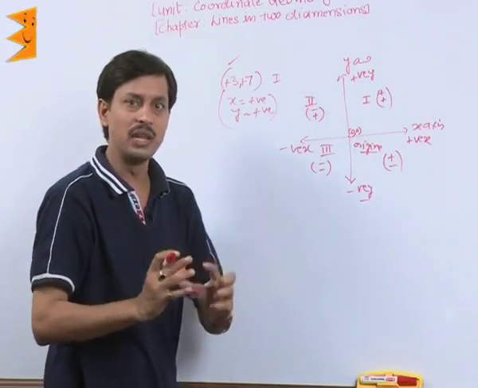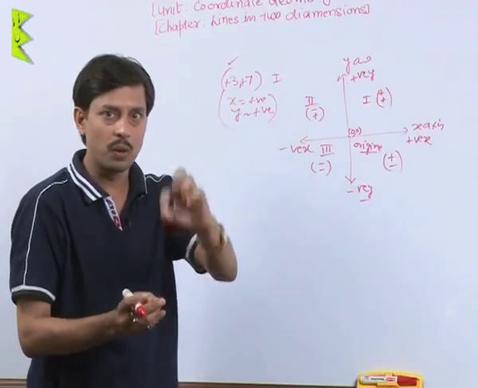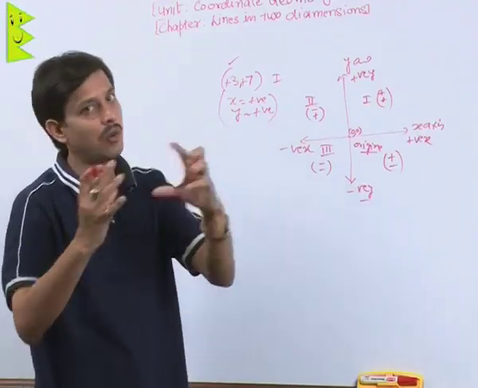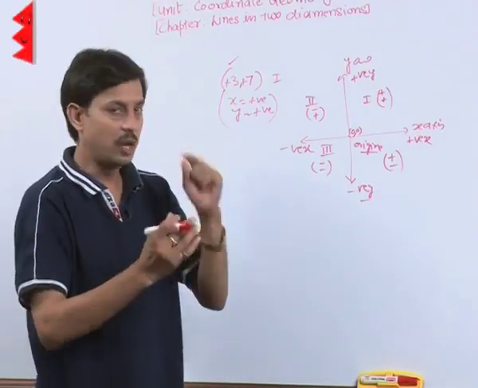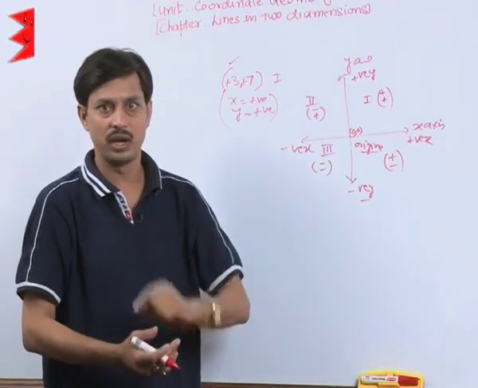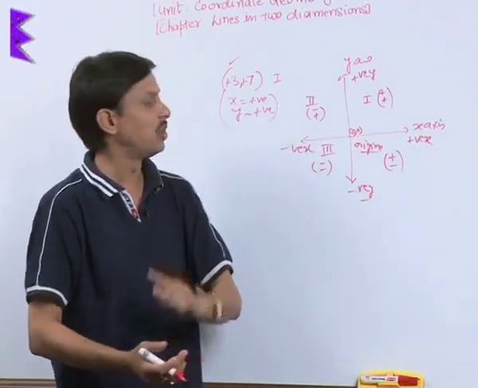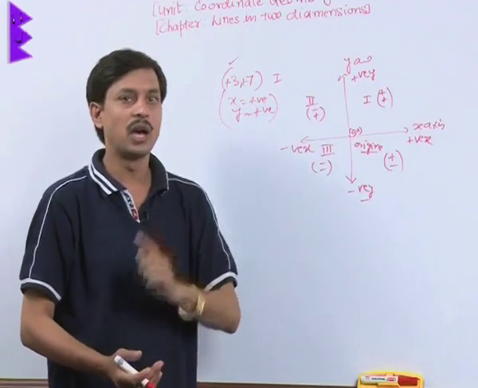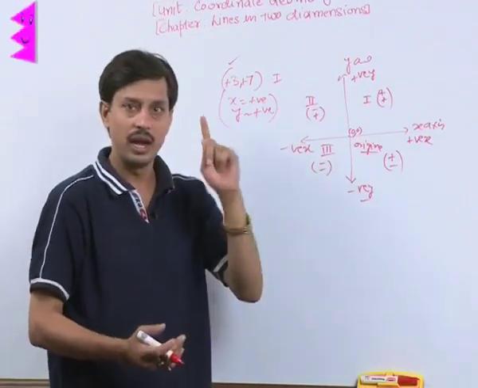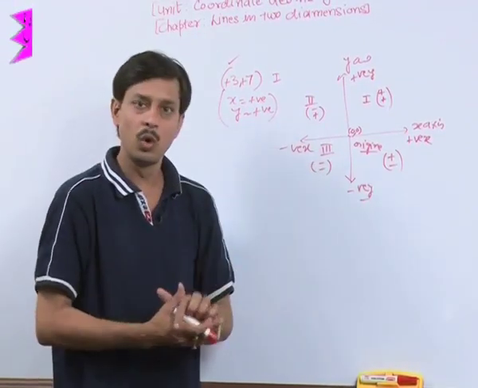So we can simply recognize it by observing the signs of x and y. If both are positive, first quadrant. If x is negative, y is positive, second quadrant. Both negative, third quadrant. And x positive, y negative is the fourth quadrant.